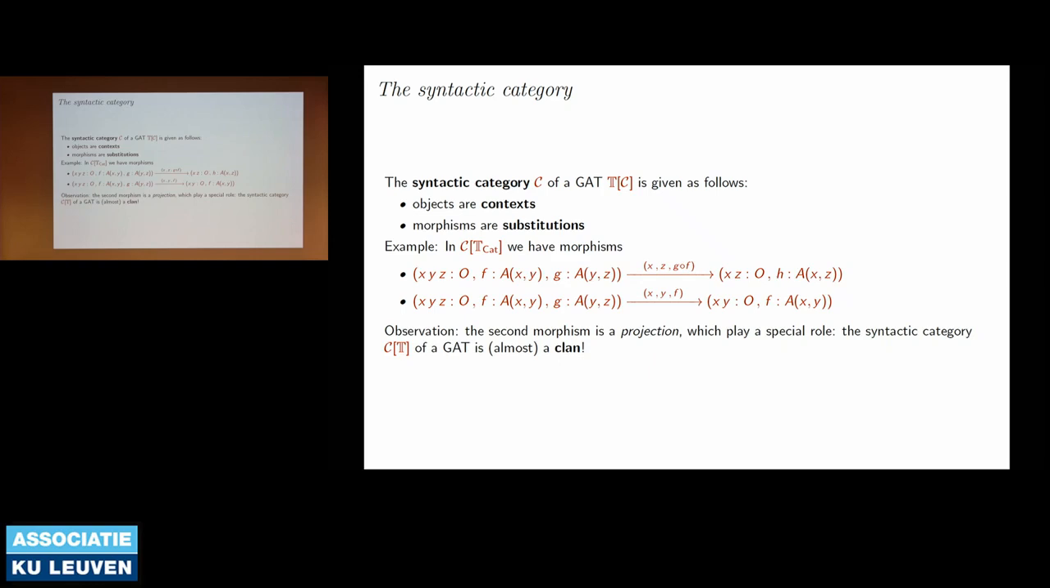And here's another example of a morphism with the same domain. Here the difference is that we only have variables, and 3 different variables in the substitution, and that's a projection. And so projections are a special class, and they turn the syntactic category into a clan. Or rather into almost a clan.